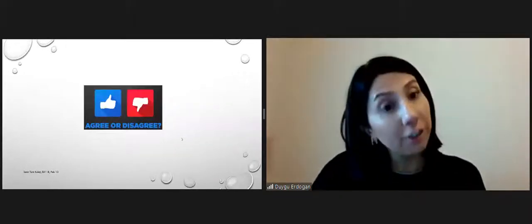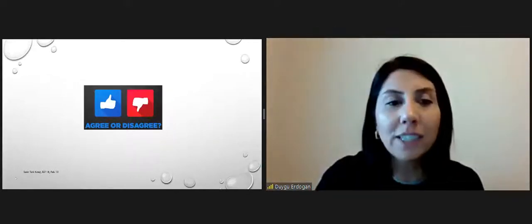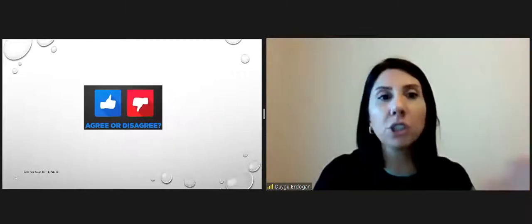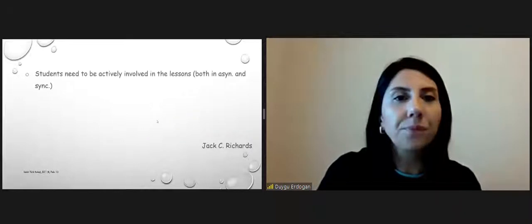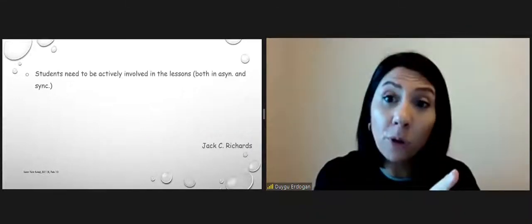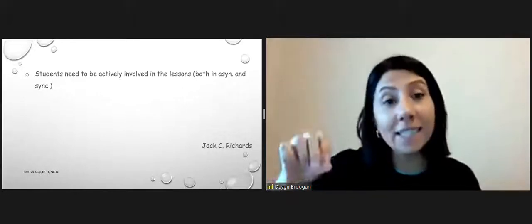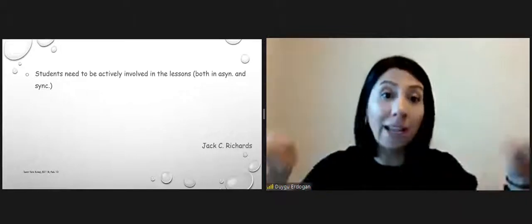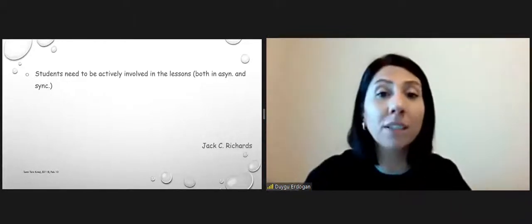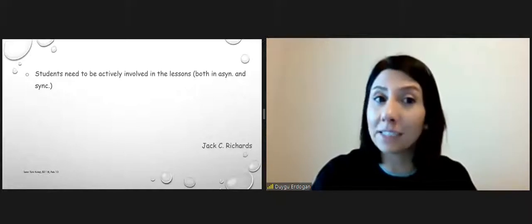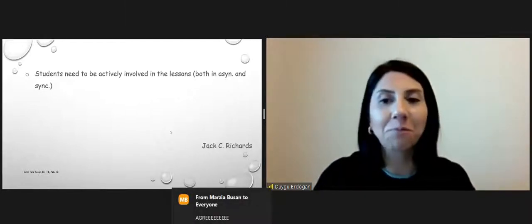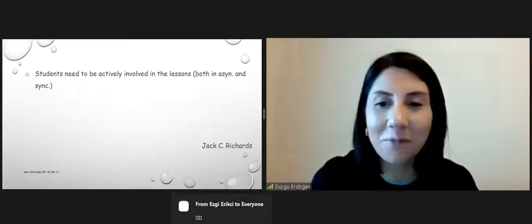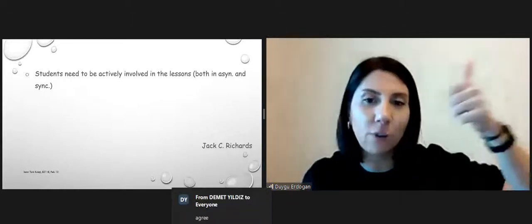You can either turn on your camera and use your thumbs for this activity, or the chat box. The option is up to you, okay? So the learners need to be actively involved in the lessons, but the key point is both in async lessons and sync lessons. So we need to make sure that they're actively involved in our online lessons. You know, they're participating in the chat box, but also in async lessons, which is the offline time. Agree or disagree? Agree. I can see lots of these there. Okay, so they have to be actively involved.